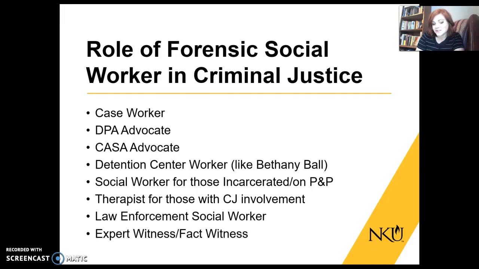And then you've got detention center workers, social workers for incarcerated populations, so people on probation and parole. Of course, therapists for those who are criminal justice involved.